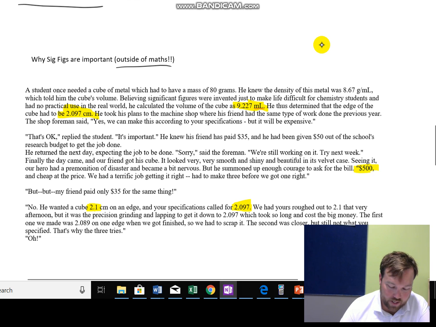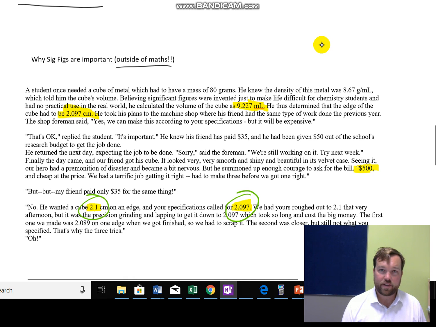The first one we made was 2.089 on one edge when we got finished, so we had to scrap it. The second was closer, but still not what you specified. That's why the 3 tries." So we can see, in this story, that by asking for this measurement, the student was implying he wanted that level of accuracy. However, 2.1, if he just rounded it to 1 decimal place, would have worked just fine for him probably, and been far cheaper and easier to lathe out, or whatever they did to it.